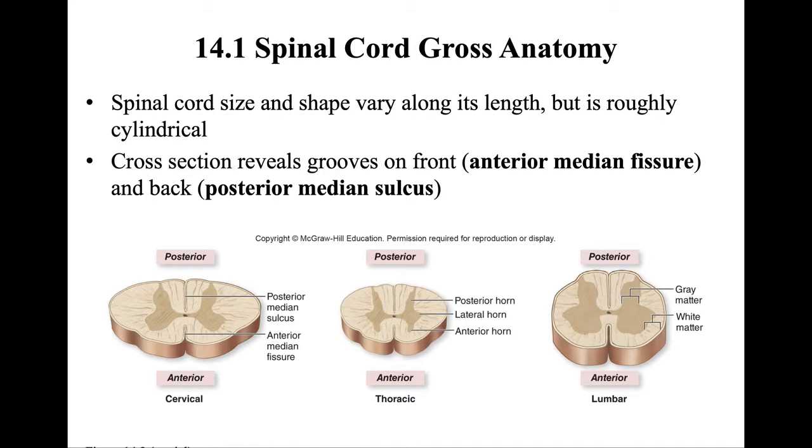So we have the gray matter using the word horns. We have a part of the gray matter that's a posterior part called posterior horn. We have a part of the gray matter that is a side, which is called lateral horn. And then we have a part of the gray matter that comes forward called anterior horn. So horn is a term used for the gray matter.